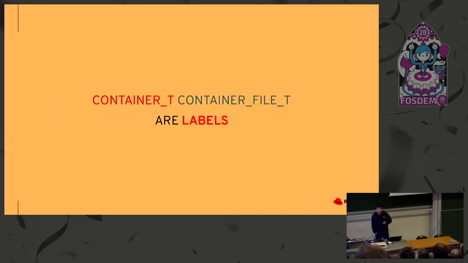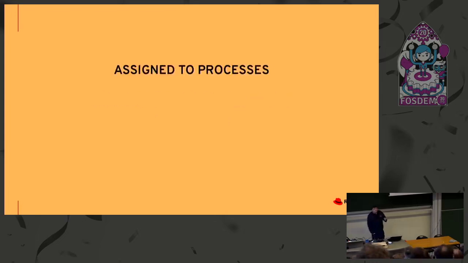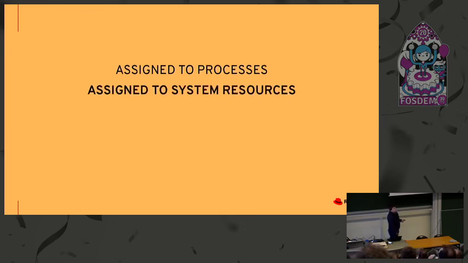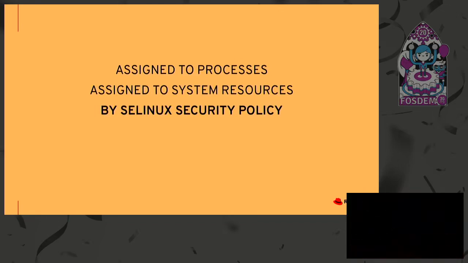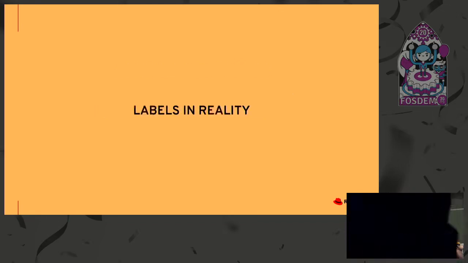One of the most important things you need to know are labels, right? In this case, there are two examples, container_t and container_file_t. These labels are assigned to processes or to system resources. A system resource could be a directory, file, symlink, socket, and many more. And these labels are assigned to processes and system resources by the SELinux security policy.